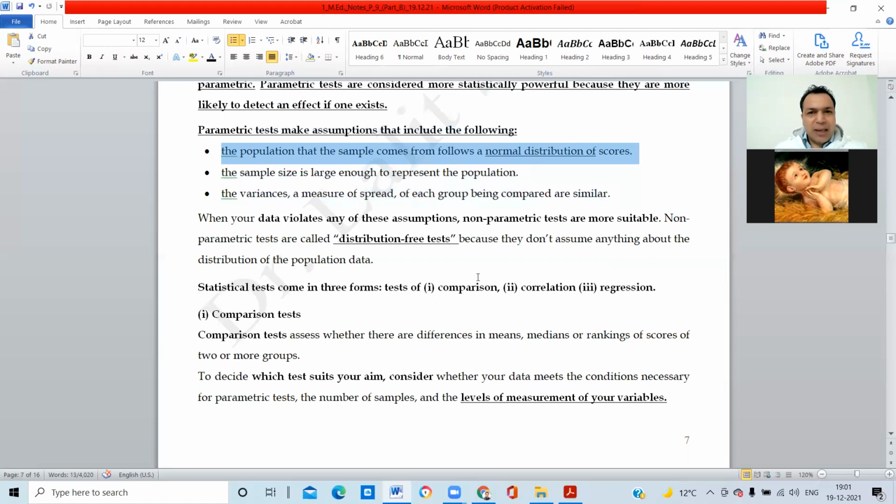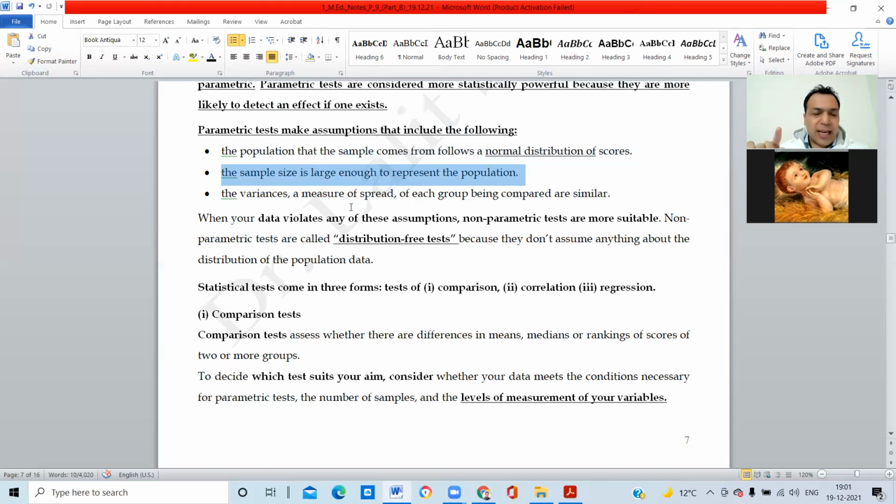Normally means with honesty. Honestly, you have gone to all the schools which you have selected to collect the data. Then there is a normal distribution of scores. Second, the sample size is large enough to represent the population.